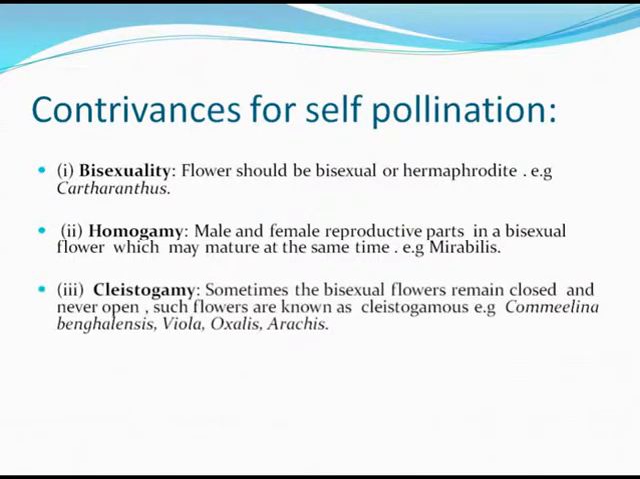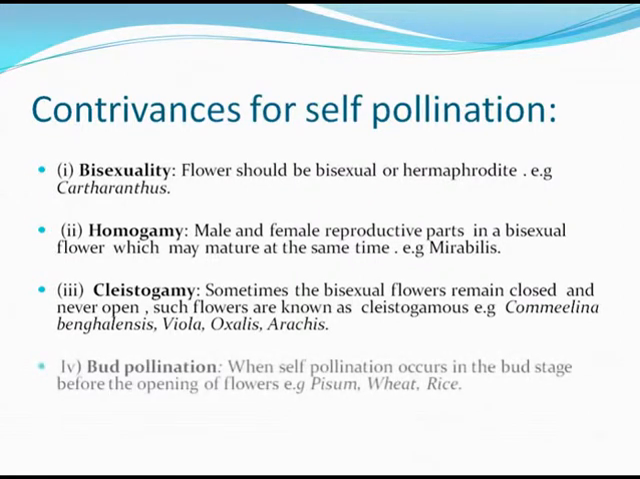Cleistogamy. Sometimes the bisexual flowers remain closed and never open. Such flowers are known as cleistogamous. Example is Commelina bengalensis, Viola, Oxalis and Arachis. Bud pollination. When the self-pollination occurs in the bud stage before the opening of flowers, example is pisum, wheat or rice.